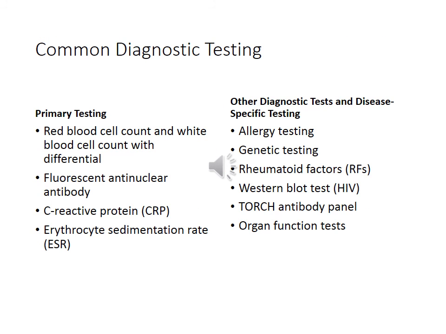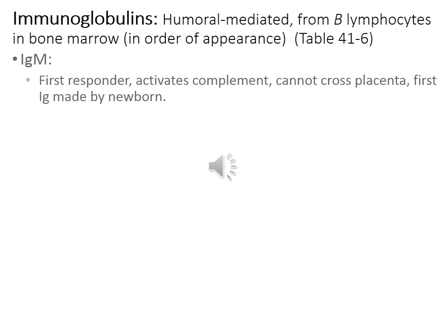Your common diagnostic testing, primarily, you're going to do red blood cell count, white blood cell count. You're going to do fluorescent anti-nuclear antibody, C-reactive protein, or sed rate. Other testing could be done as allergy testing, genetic, rheumatoid factors. You can do a Western blot test for HIV, TORCH antibody panel, or organ function tests.